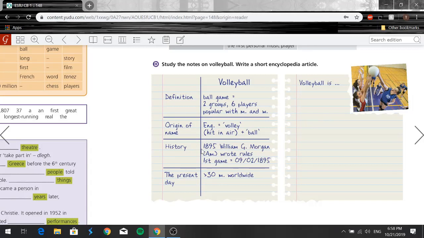For history, you could also say William G. Morgan, an American, wrote the rules in 1895. I could also say people played the first game on 9th February that year, right? So basically make sure that you follow this style, because it is an encyclopedia, but write with your own style based off of these notes, okay? Just to end it, you could also say over 30 million people now play the game worldwide, okay?